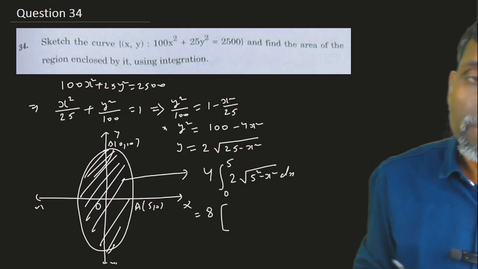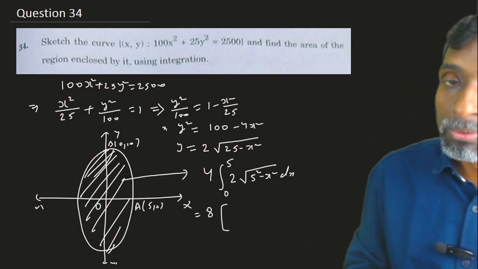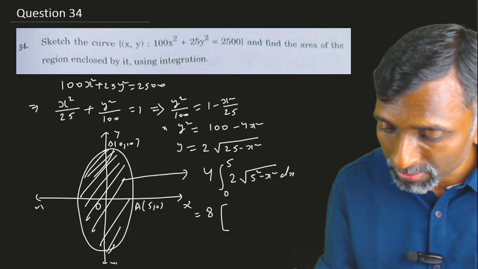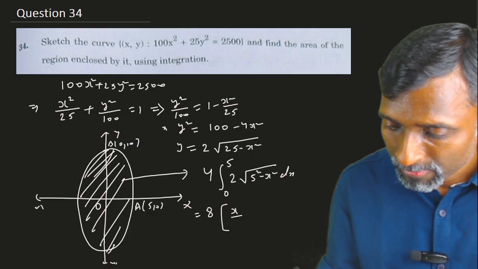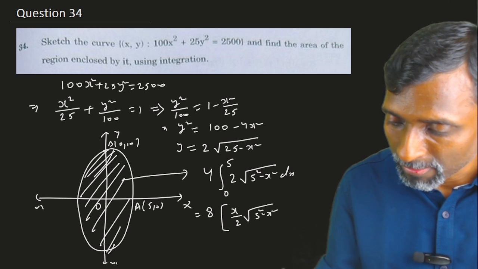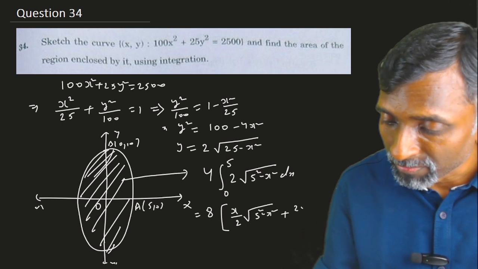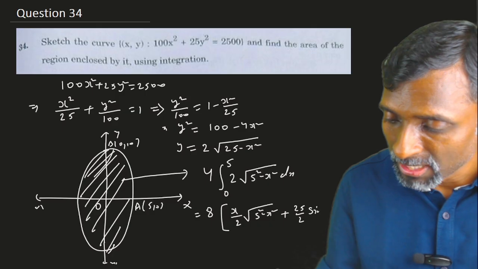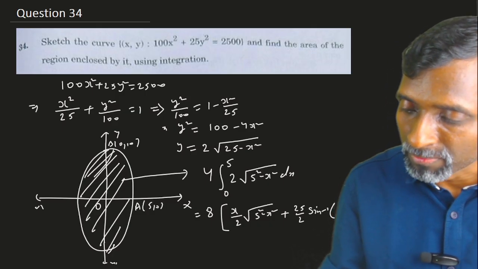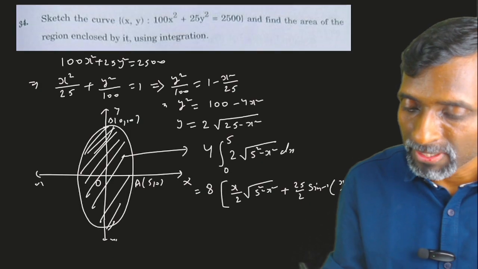You know how to integrate root 5 square minus x square? We can use the formula for root a square minus x square. It is x by 2 times square root of 5 square minus x square plus a square by 2, which is 25 by 2, sine inverse of x by 5, with limits 0 to 5, right?